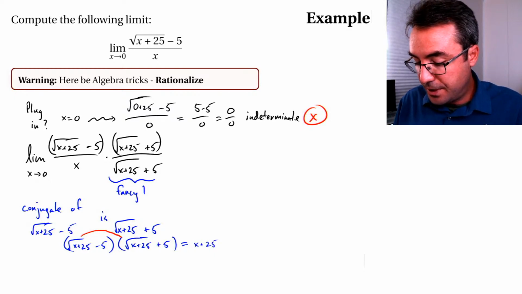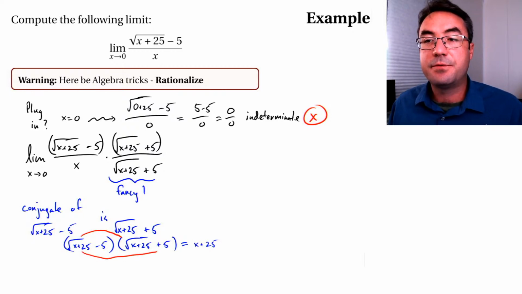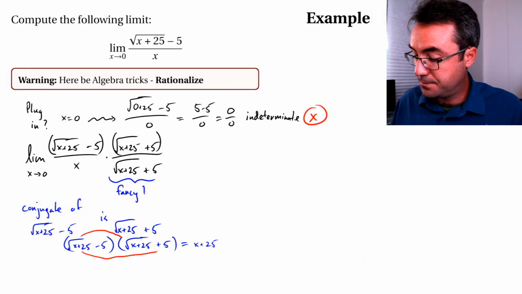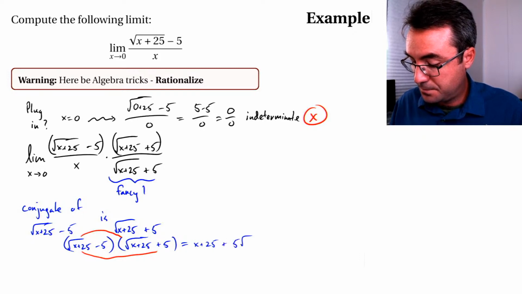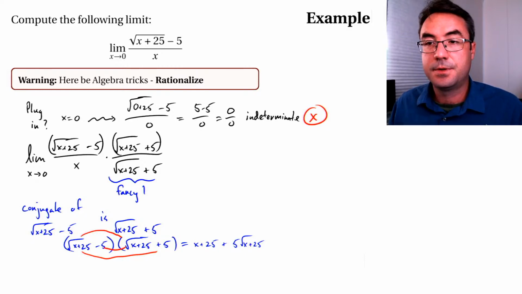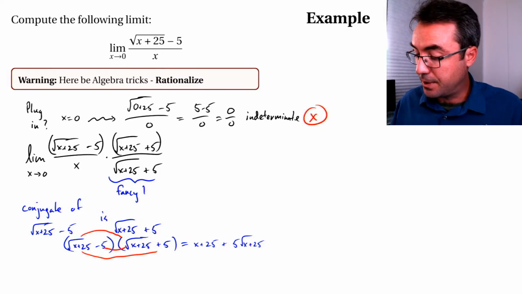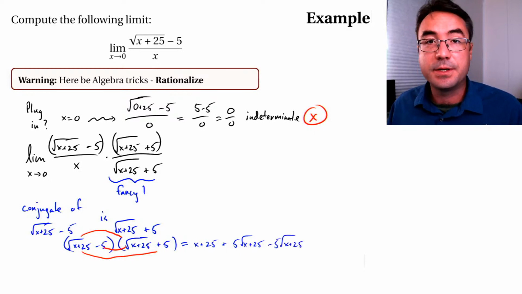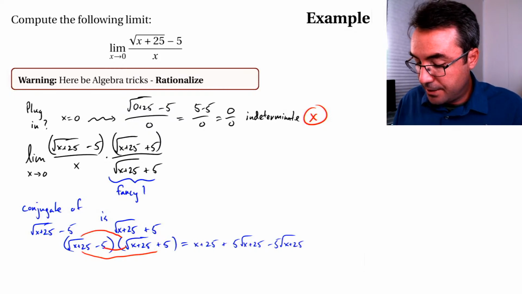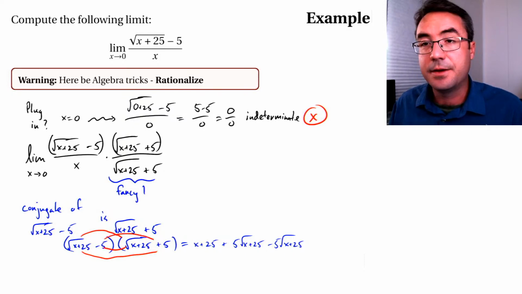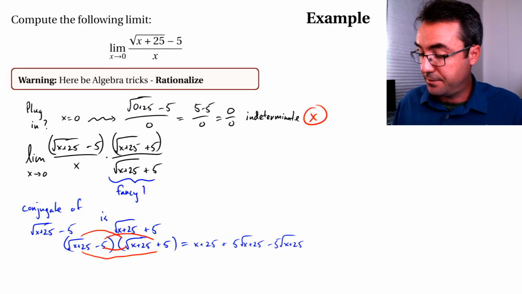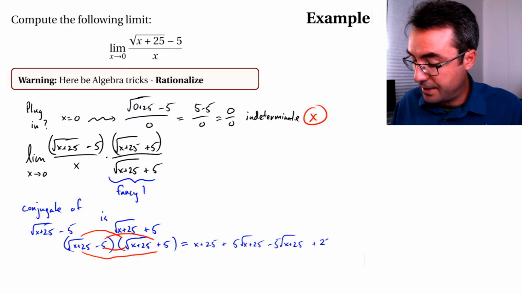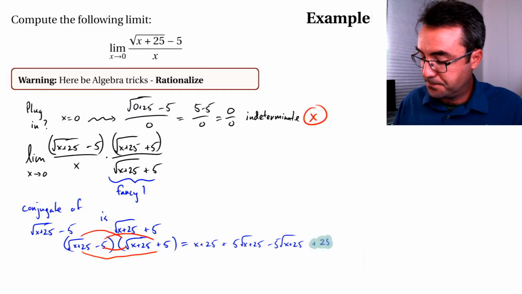Then we do the outer terms. So we have 5 times the square root. Then we do our inner terms. So we have negative 5 times the square root. And you might be able to start seeing why this is going to help us, because those two terms there are going to cancel. And then finally we have our two last terms that we multiply, the negative 5 and the positive 5. So we end up with positive 25, or negative 25 rather.